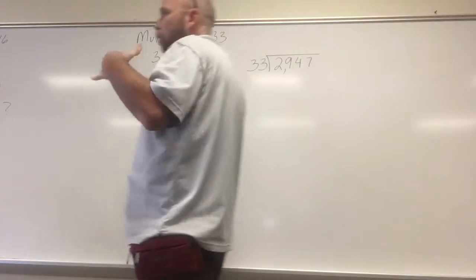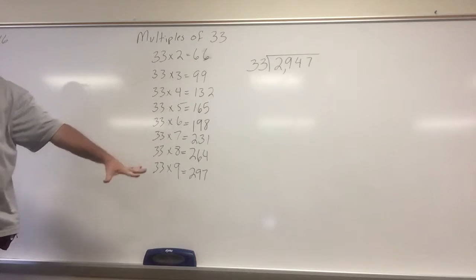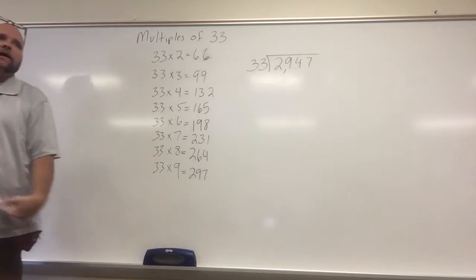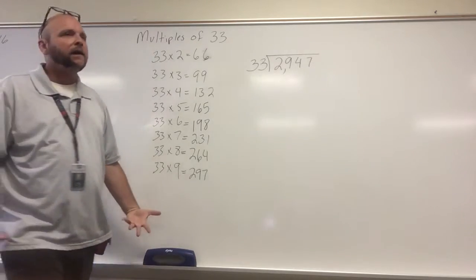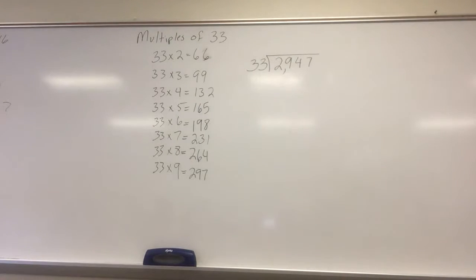Okay? So we're going to go through this. We have our 1 through 9 multiplication already done. I'm going to go through it slowly. You're going to listen. You're going to write it. You're going to pay attention. Because when you're done with this, you're going to try one on your own.